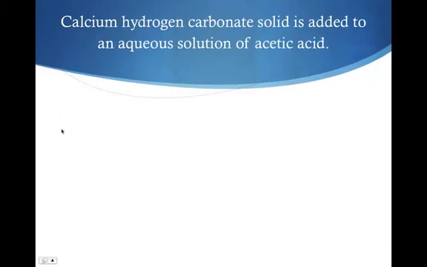All right, calcium hydrogen carbonate solid is added to an aqueous solution of acetic acid. Formula for calcium hydrogen carbonate, CaHCO3. Solution of acetic acid is weak, so CH3COOH. We keep it all together. This one's solid, so we keep it together.